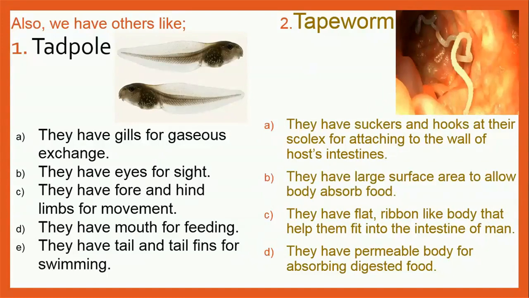B here, they have a large surface area to allow the body to absorb food from any point. They also have a flat ribbon-like body. That is why they call them tapeworm. They look like a tape roll, and this helps them to fit into the intestine of man. And here they have a permeable body for absorbing digested food. So their body is so thin that digested food from the intestine can easily go into their body, and they then use it for their own life processes.